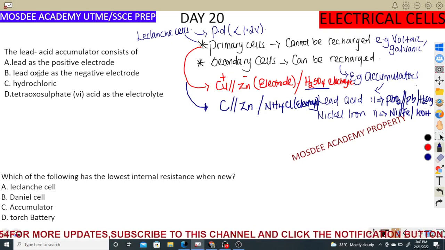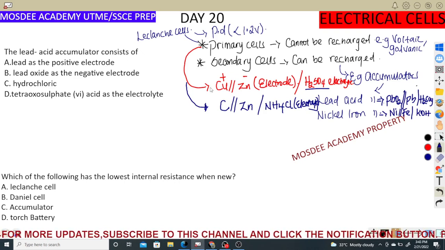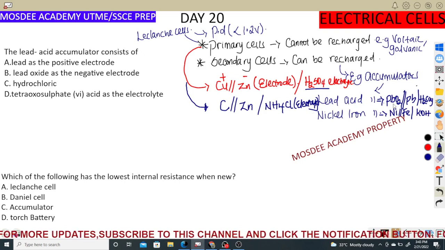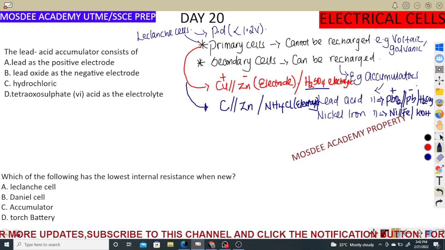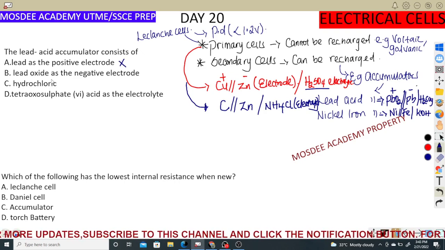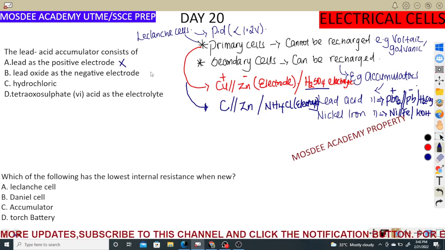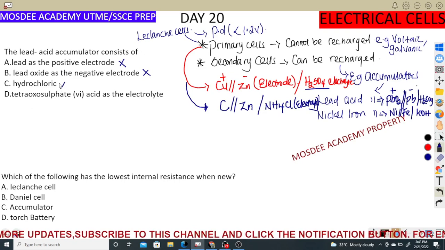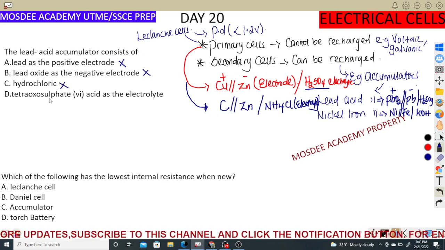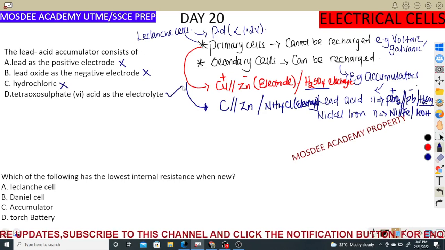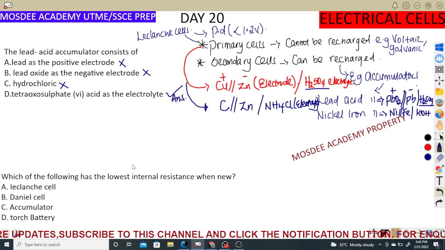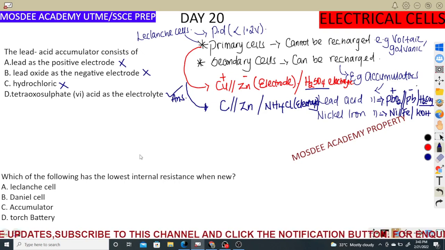This question now says, the lead acid accumulator consists of what? Let's start. Lead as the positive electrode. Let's go. Positive electrode is not lead. Positive electrode is lead dioxide. Negative electrode, you can see, is lead. So this is wrong. Lead oxide, it's not even lead oxide, it's lead dioxide. It's wrong. Hydrochloric acid is wrong. Look at this now. Tetraoxosulphate VI acid as electrolyte. Look at the electrolyte, H2SO4. This is the right answer to that question. It's very direct because I have taken you through the concept. I believe we can move on.